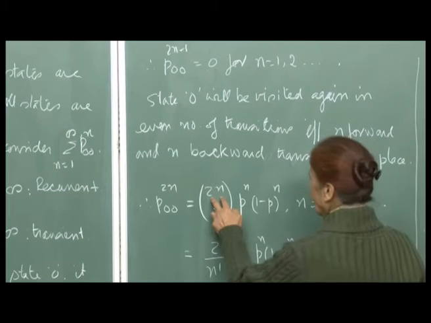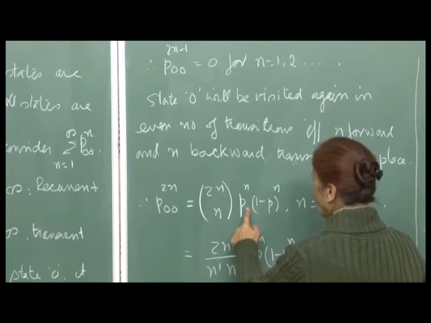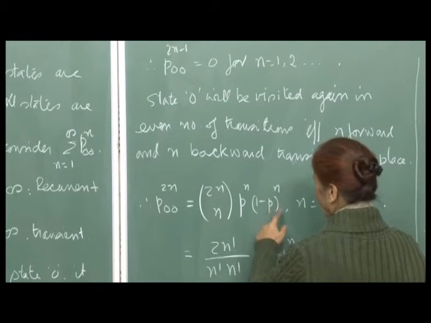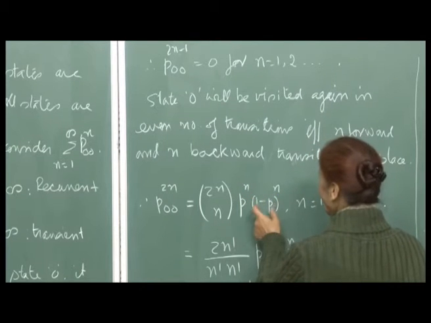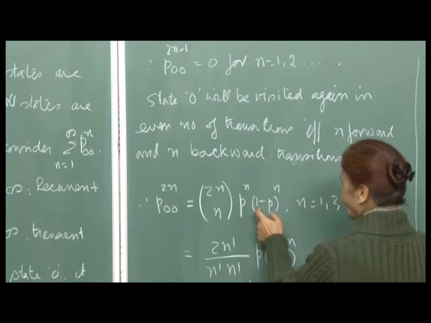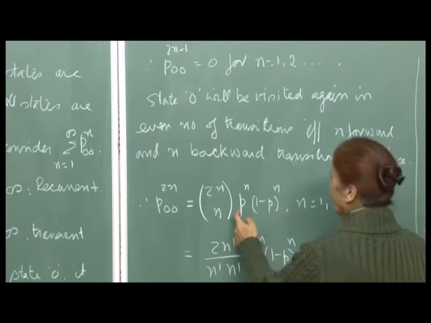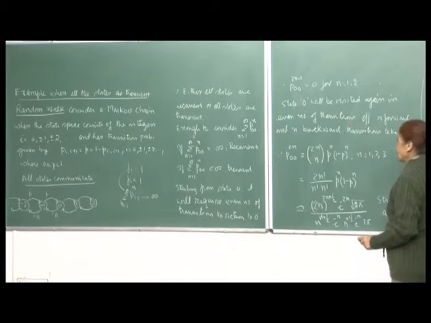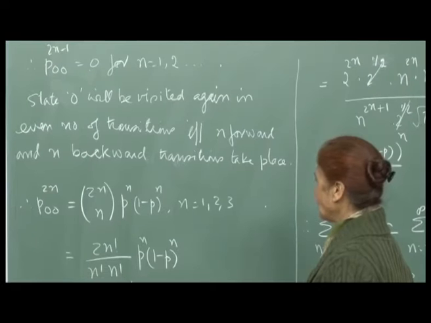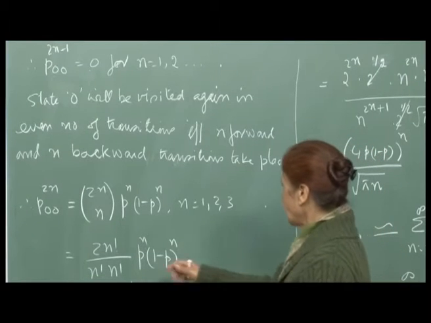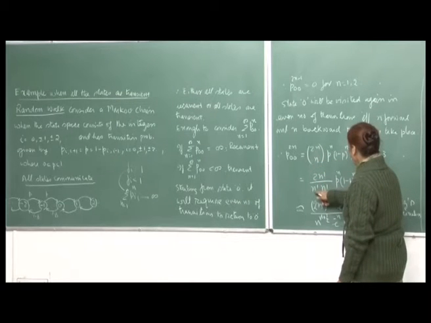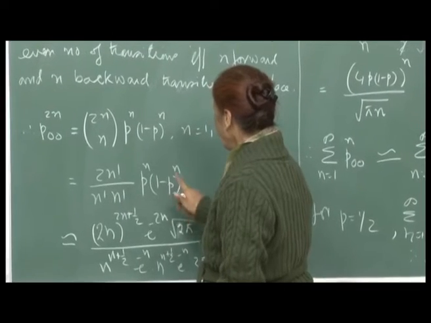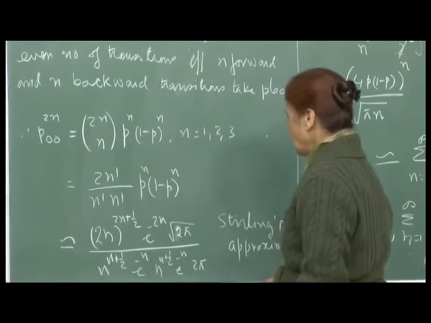Choose n from 2n transitions, and then n transitions forward and n transitions backward. The probability of a forward transition is p, and the probability of a backward transition is 1 minus p. Now, just open up the expression here. So, this is 2n factorial over n factorial times n factorial, times p raised to n, times 1 minus p raised to n.